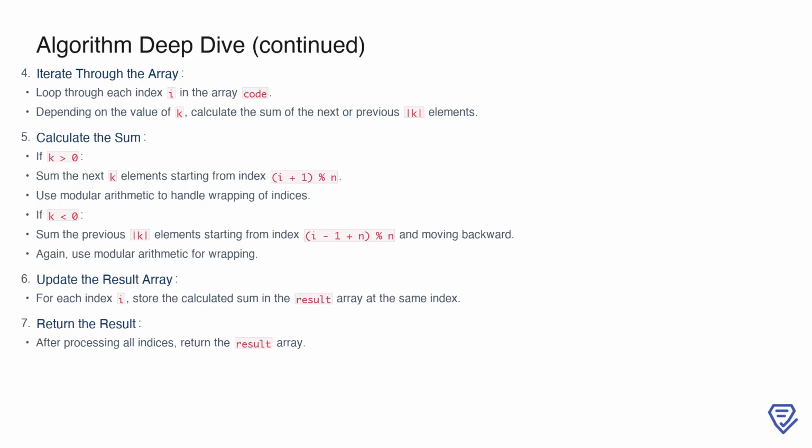For k less than 0, we begin at (i - 1 + n) % n and sum the previous k elements, moving backward and wrapping the indices as needed. After calculating the sum for a given index, we update the corresponding position in the result array with the computed value. Once all indices are processed, we return the result array, which now contains the transformed values.